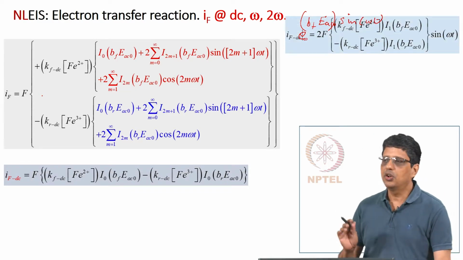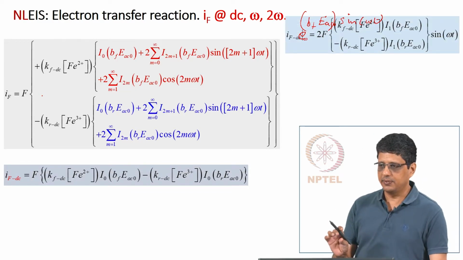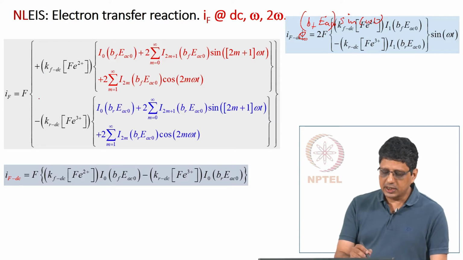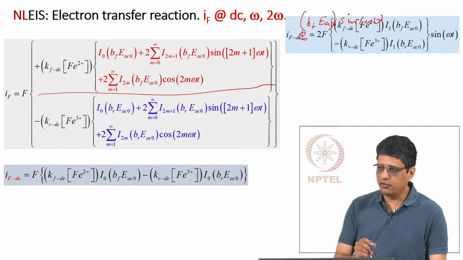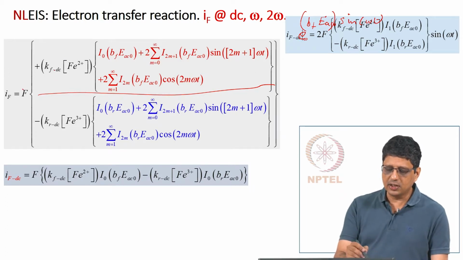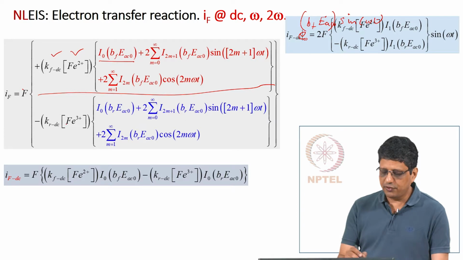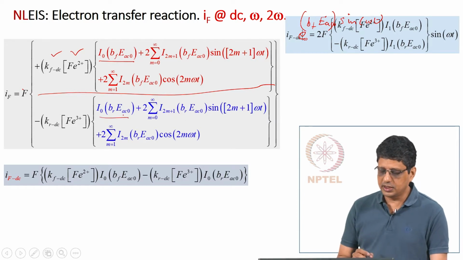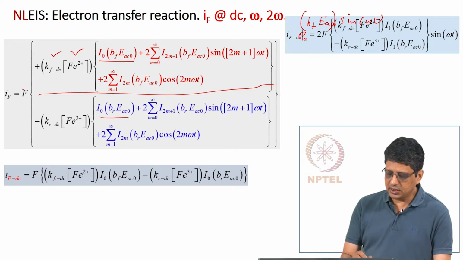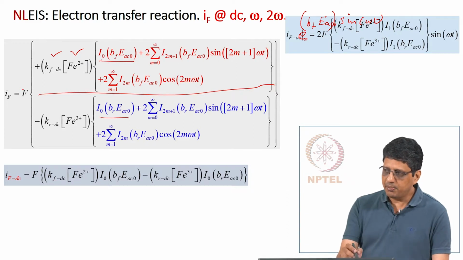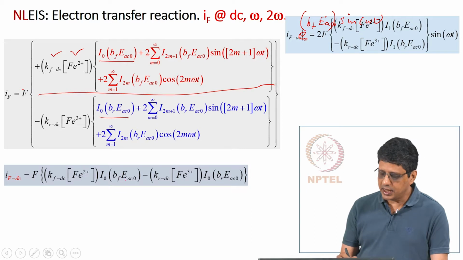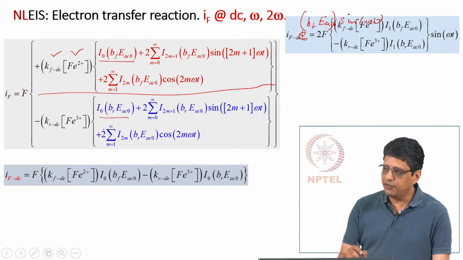If we want to look at the DC component of this response, you can separate this as the one corresponding to the forward reaction, and one corresponding to the reverse reaction. For the forward reaction, you have Faraday constant, rate constant at DC potential, concentration; these are all fixed numbers for a given DC potential. This is the only constant coming out of this expression, and for the reverse reaction, the first term is the one that is a constant. So, I can write it as Faraday constant Kf dc Fe 2 plus multiplied by I 0 evaluated at Bf EAC 0, and correspondingly for the reverse reaction.